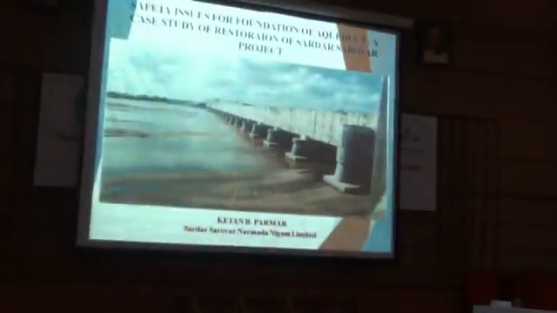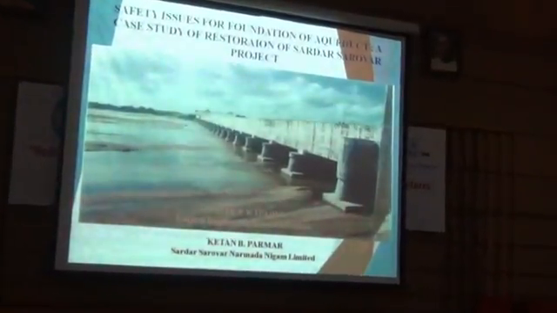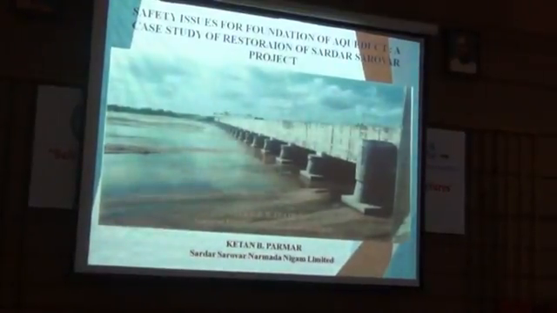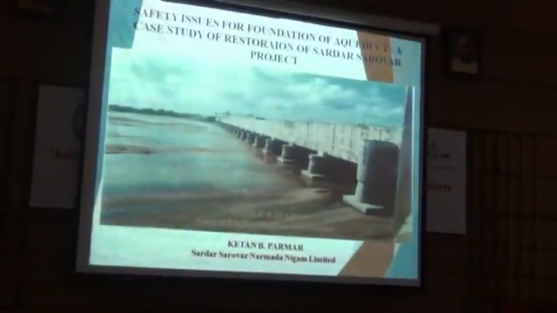So, I'm going to present a case study on the issues related to the foundation of a big structure like an aqueduct. This aqueduct that you see in this photograph is on the Orsang River, in phase 1 of the Sardar Sarovar project. It's a very huge aqueduct, as seen in the photograph. I am going to present before you how much damaged this large structure was in the foundation, and how it could still stand.